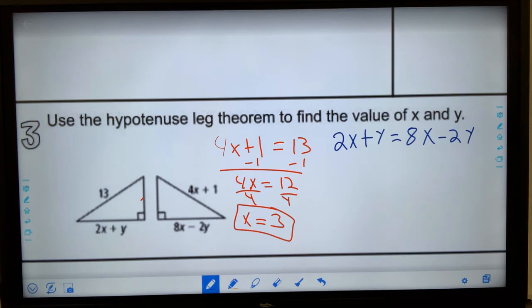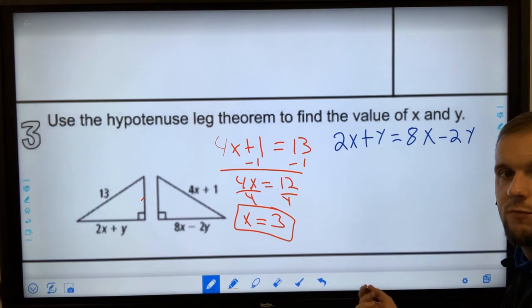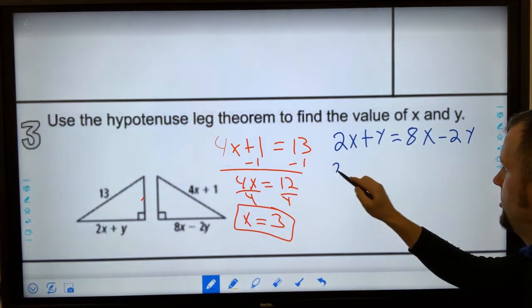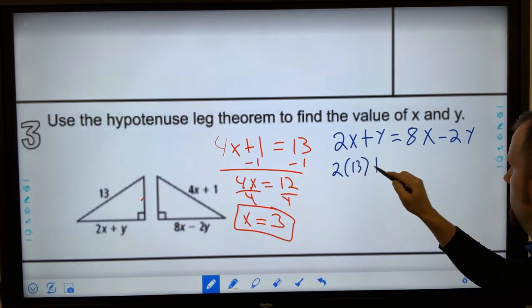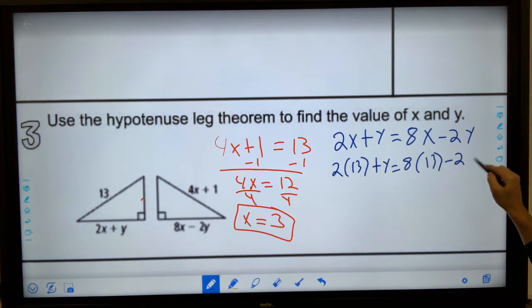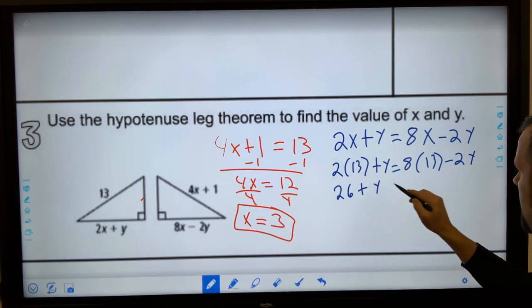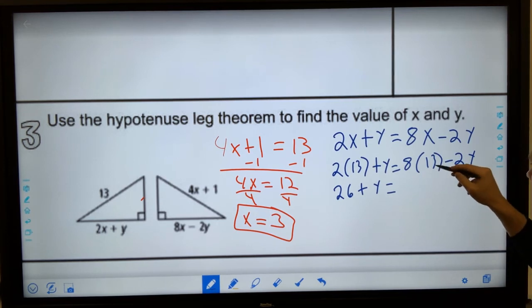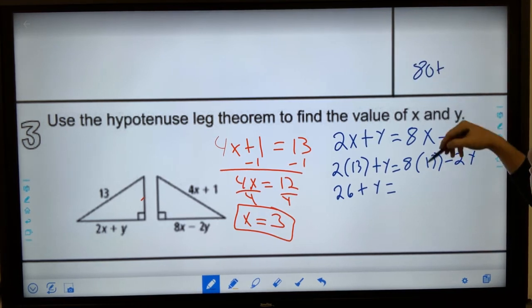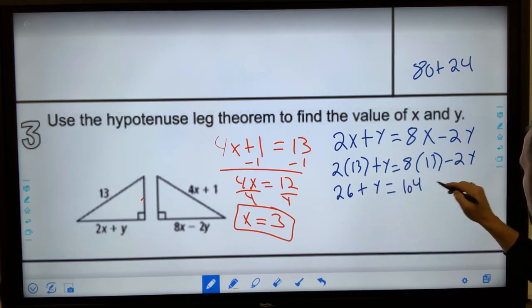But I already know in this situation what the value of x is going to be, so I'm going to plug that in and then solve for y. So I'm going to have 2 times 3 plus y is equal to 8 times 13 minus 2y. So 2 times 3 gives me 6 plus y. 8 times 13, so 8 times 10 is 80. 8 times 3 gives me 24. 80 and 24 give me 104.